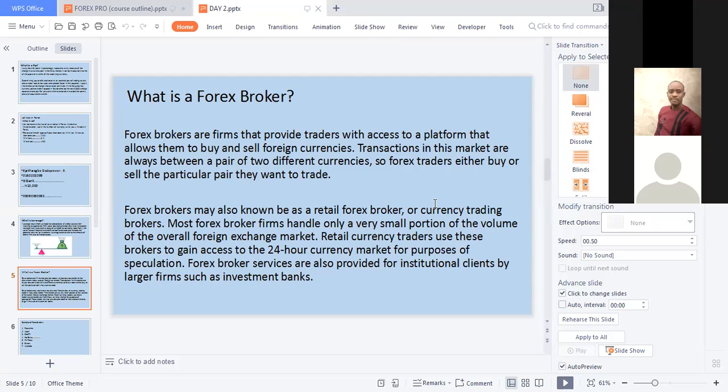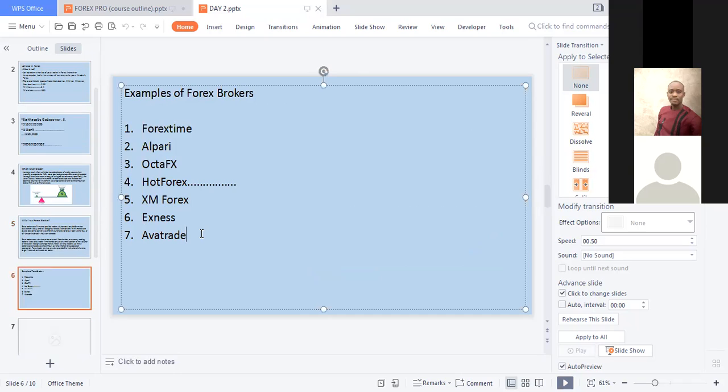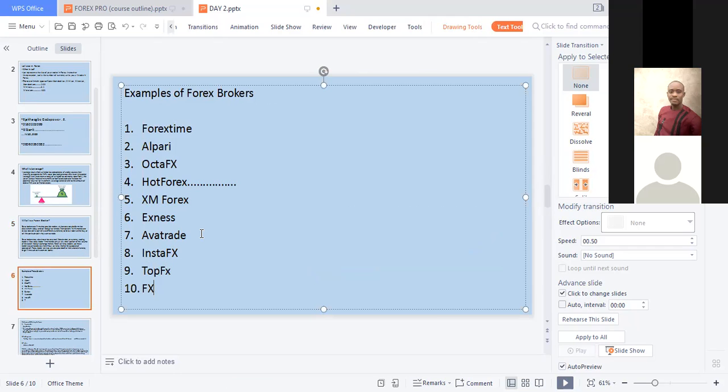For instance, we have Forex Time. We have Apari. We have OptaFX. We have Hot Forex. We have XN Forex. We have XNES. Avatrade. We have InstaFX. We have TopFX. We have FXTN. We have FX team. So all these are broking firms.